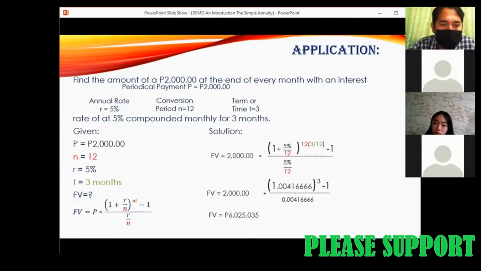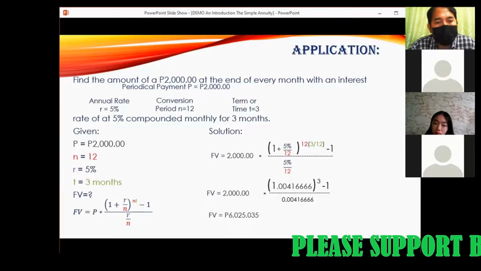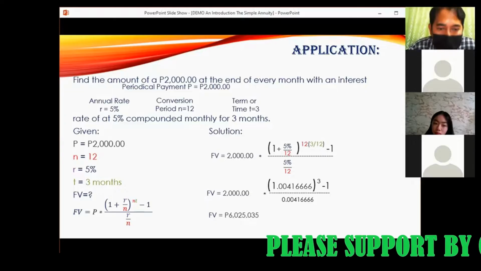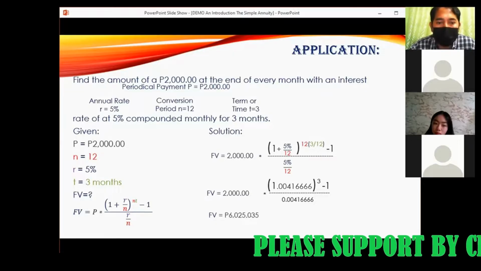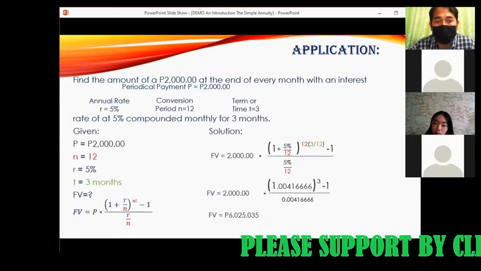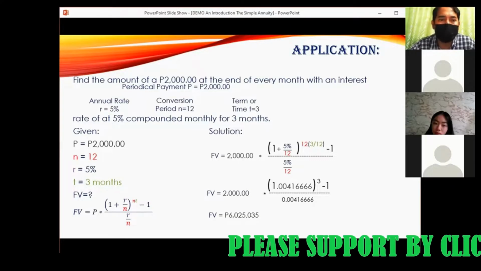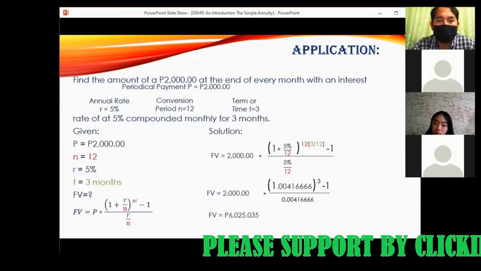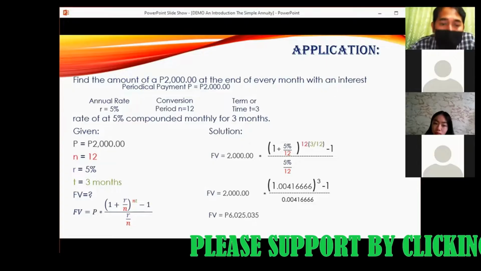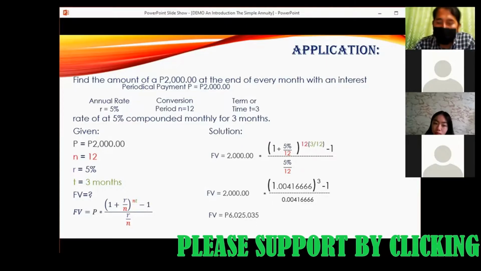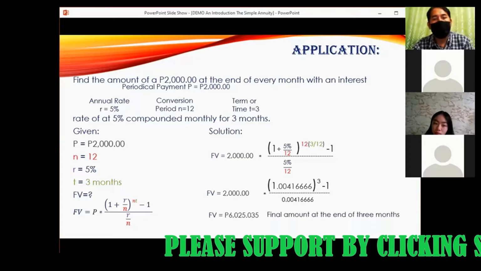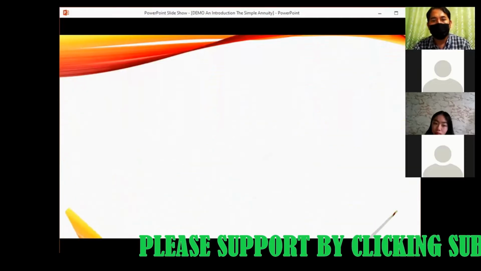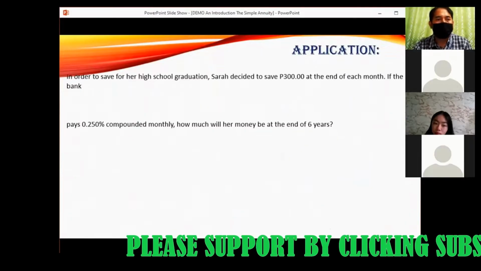Okay? So, that is the future value. So, in 3 months, ang babayaran mo, 6,000 with an interest of 25 pesos and 0.035 cents. Yan ang future value. So, magkano ang patong? Halimbawa, walang patong yan sa 3 months, anong babayaran mo? 3,000 lang, pero may interest. Ang interest is 25 pesos and at least 4 cents. Yan. Okay, so final amount at the end of 3 months. Okay, next.